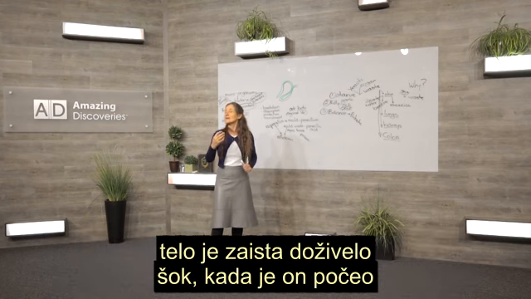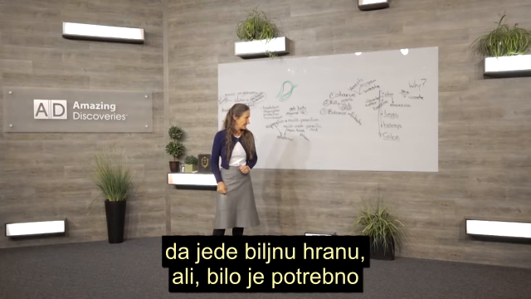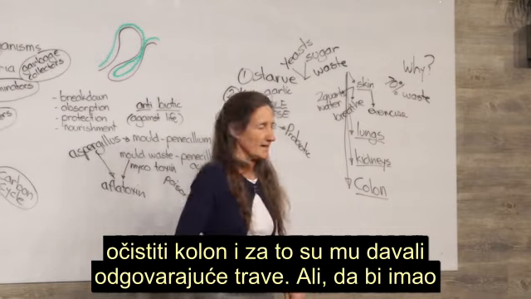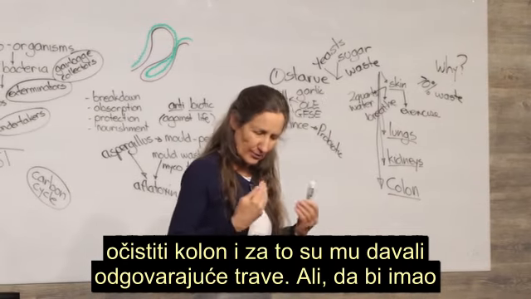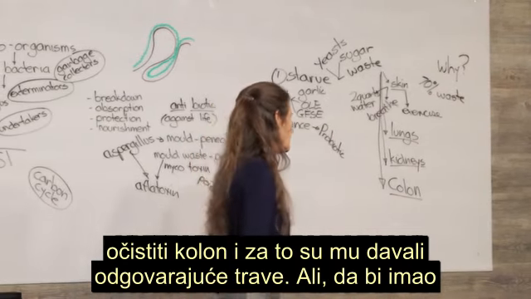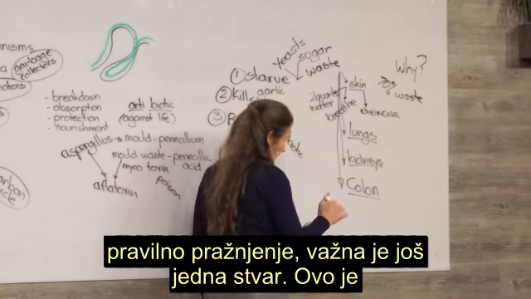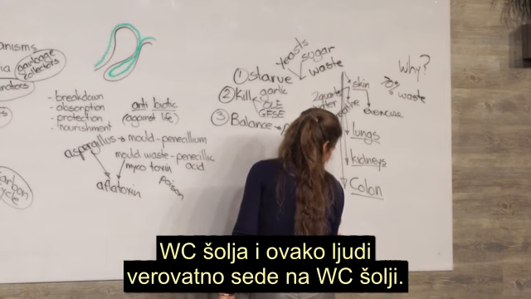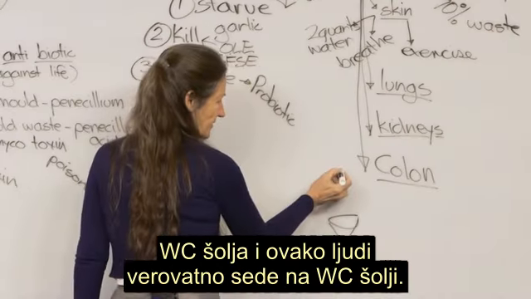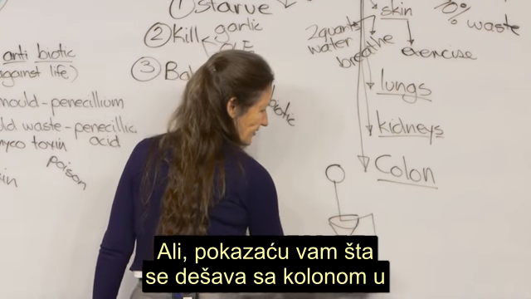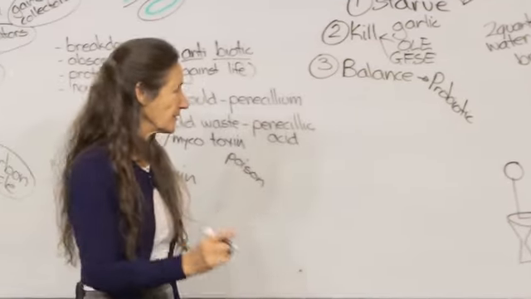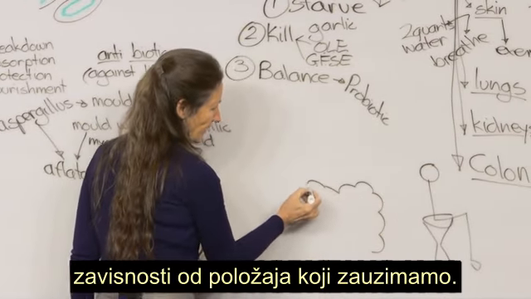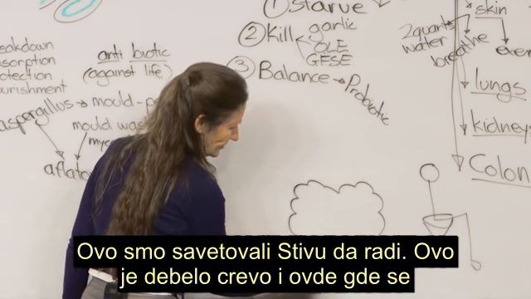He was starting to eat a plant-based diet. But the colon needed to be cleansed. And so herbs were given to help him to move the colon. But something else was happening too that helped him to evacuate properly. This is the throne, and this is how the person would maybe sit on the throne. But I'm going to show you that in the colon something happens depending on the position that we have.